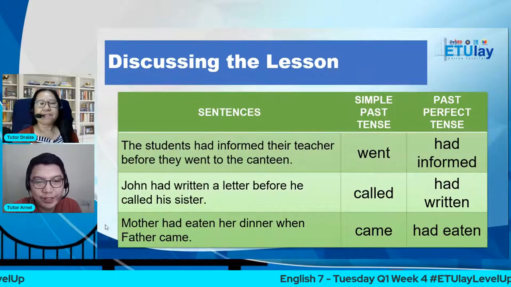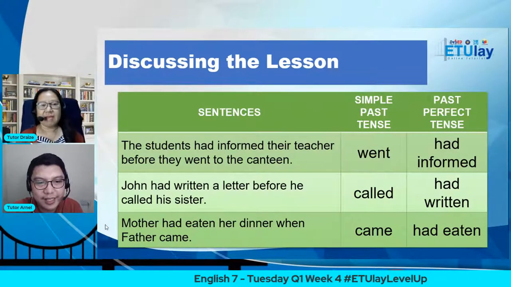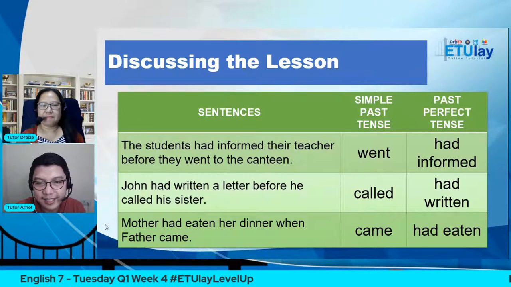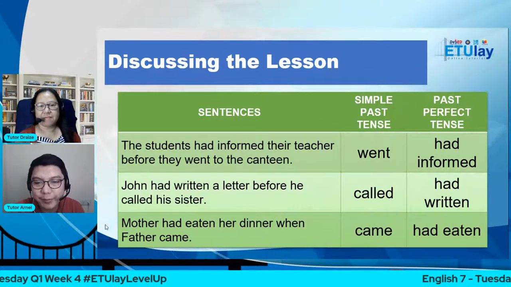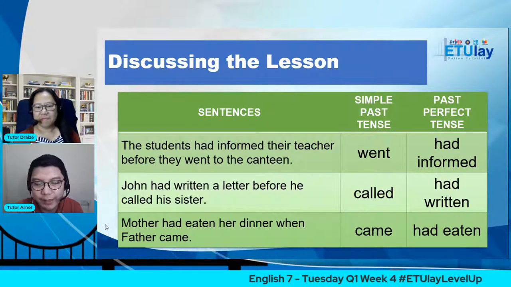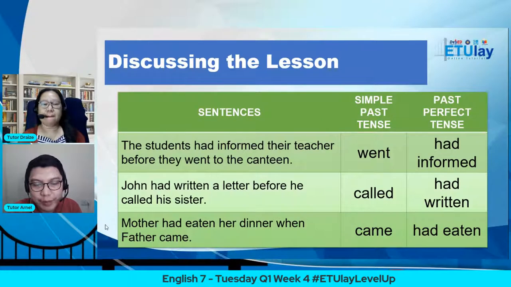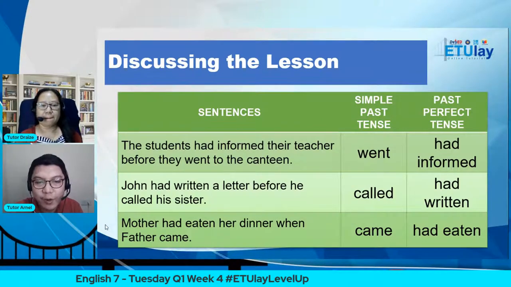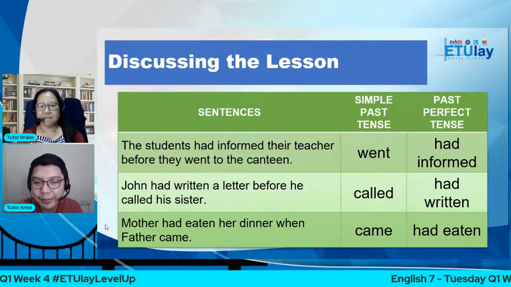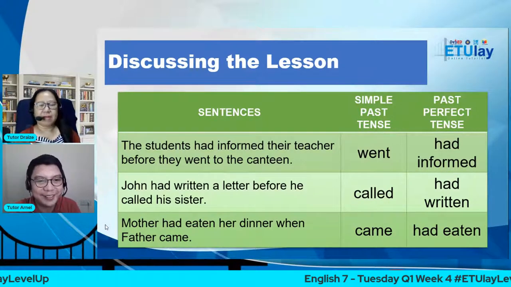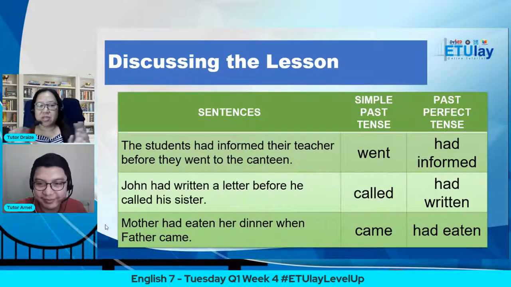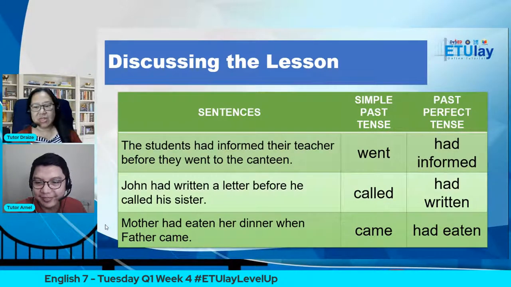So for the second and the third examples, the second sentence: John had written a letter before he called his sister. In this sentence, the simple past tense is called, and the past perfect tense verb is had written. The third and last is: Mother had eaten her dinner when father came. The simple past tense is came, and the past perfect tense is had eaten. So based on the form, you can easily identify whether it's simple past or past perfect tense, right?